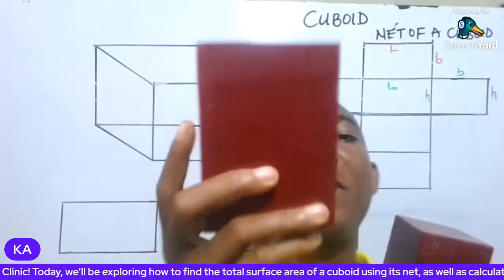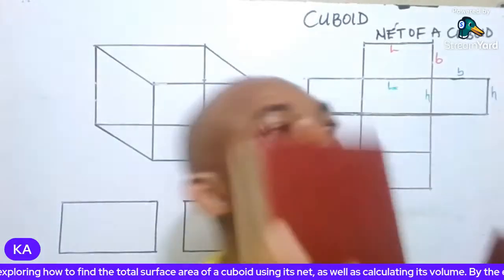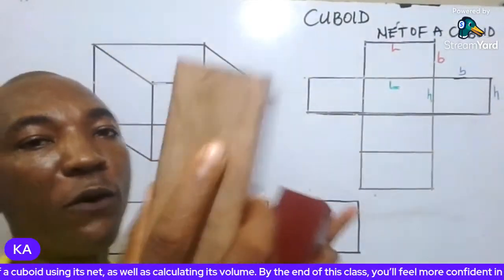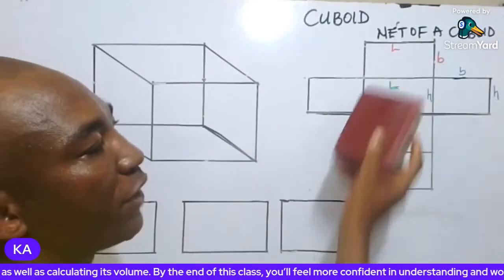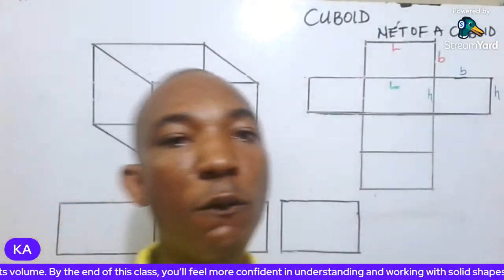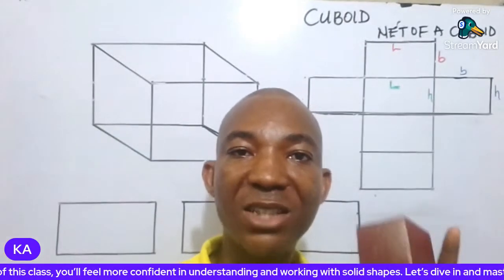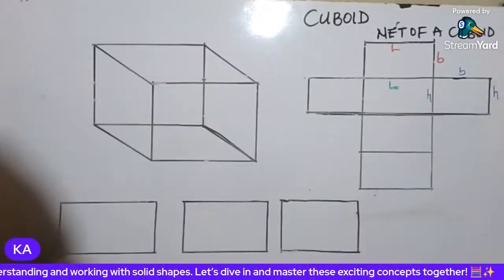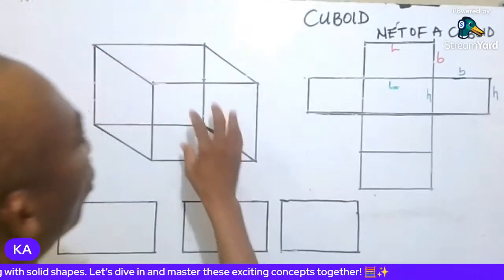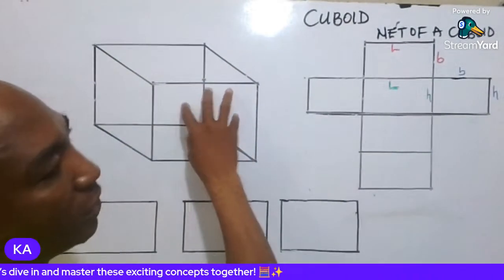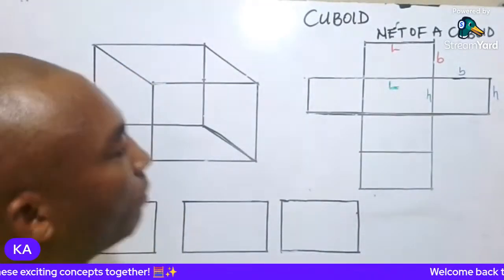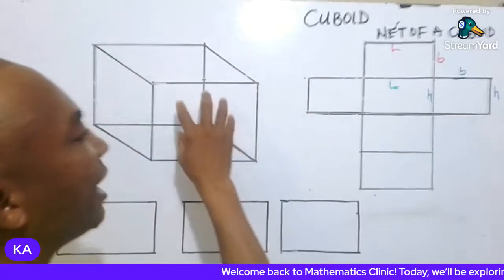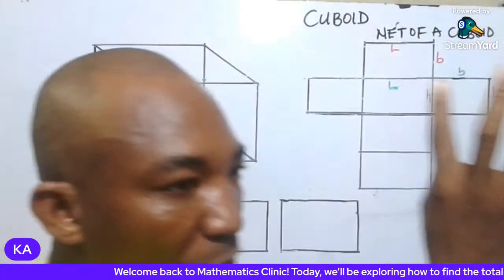In looking at the total surface area of a cuboid, the easiest way is for you to unfold the cuboid. When you unfold the cuboid to give you the net of a cuboid, it is easy for you to get the total surface area of that cuboid. Let's go into this now. Let's try and see how we can unfold a cuboid into a net of a cuboid. This is a cuboid that has 6 faces. And each face on it looks like a rectangle.